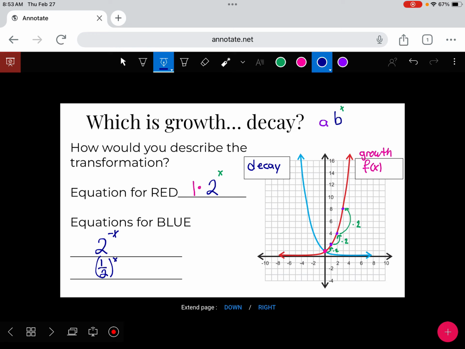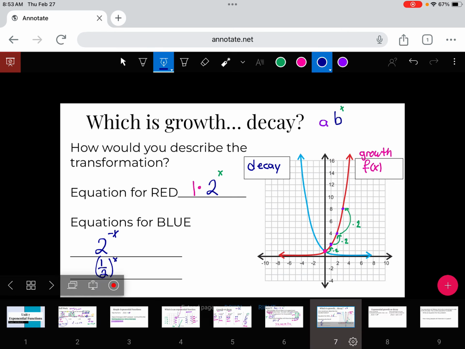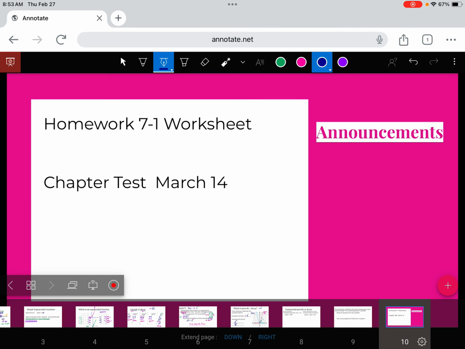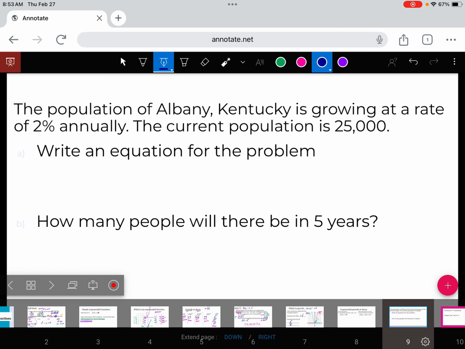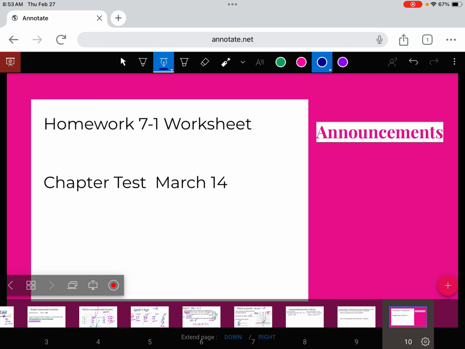Our chapter test for this chapter is, I believe, March 13th, 14th, I think 13th. I think I didn't update that one. Nope, that one says 14th too. I think it might be on the 14th. I will double check. I have been so busy this week, I forgot to look at the actual calendar. March 14th is correct. March 14th is when we're having our chapter test.